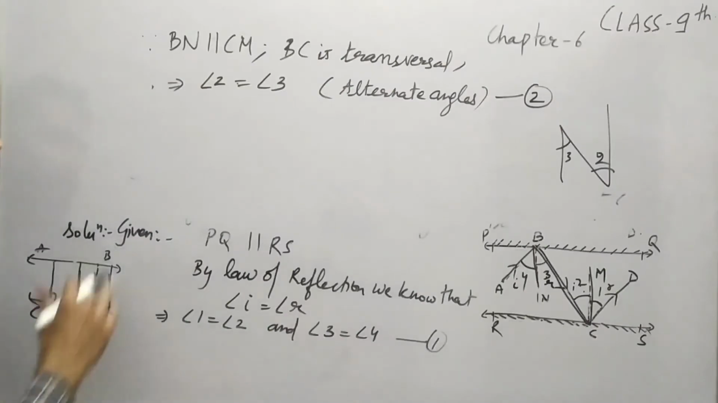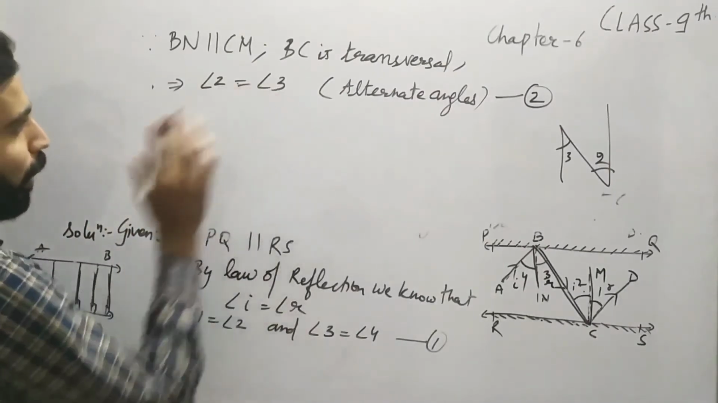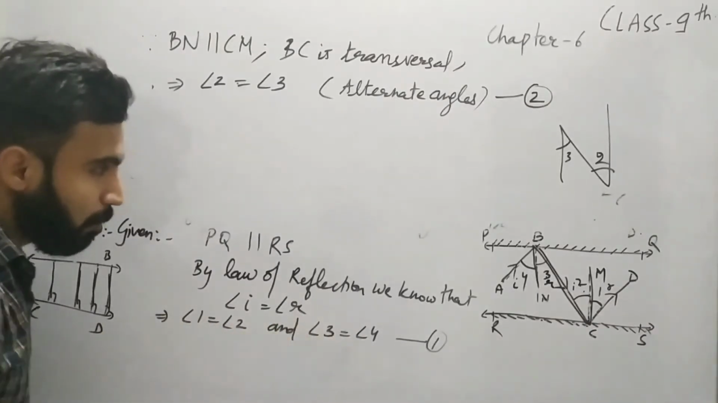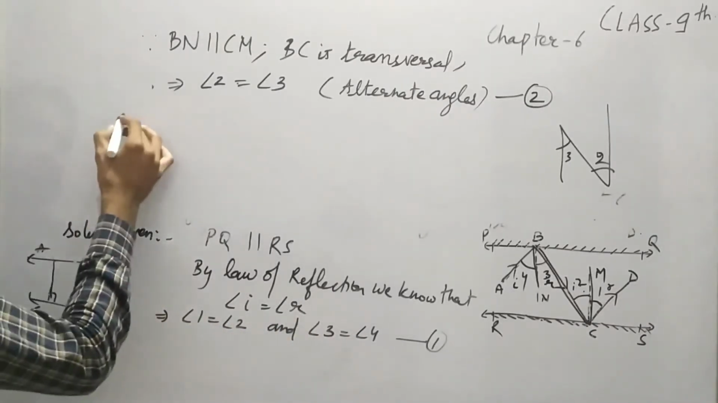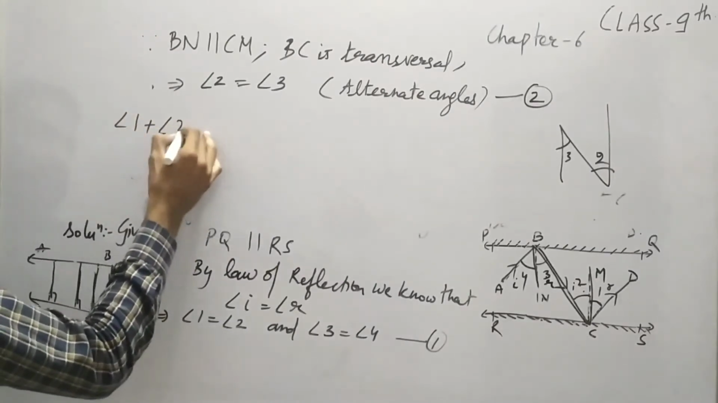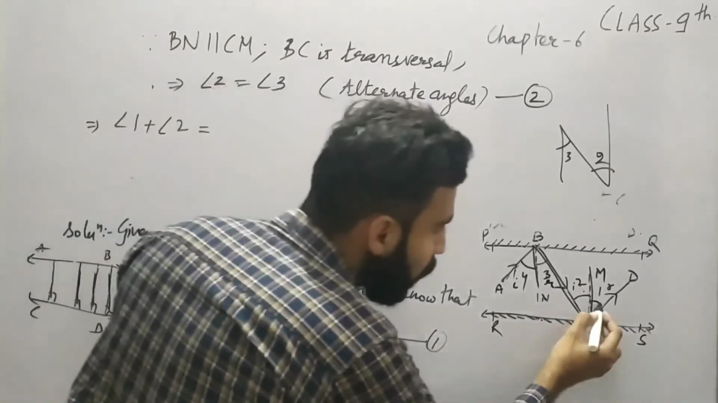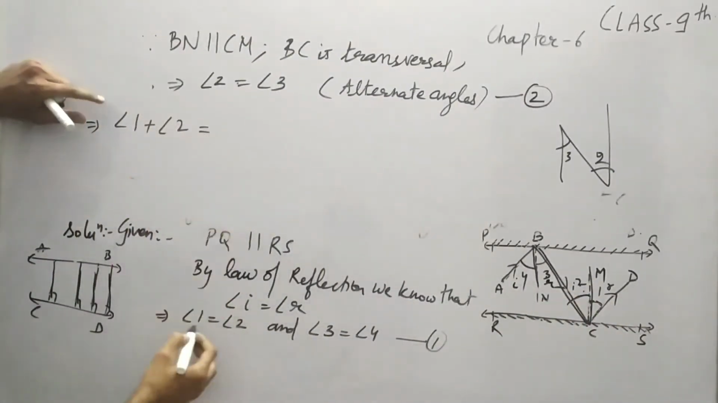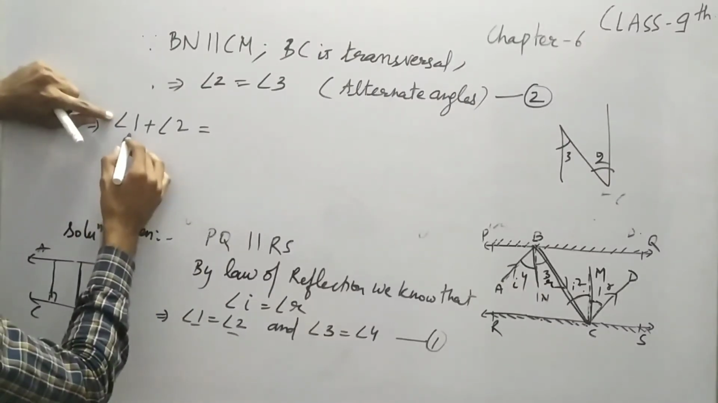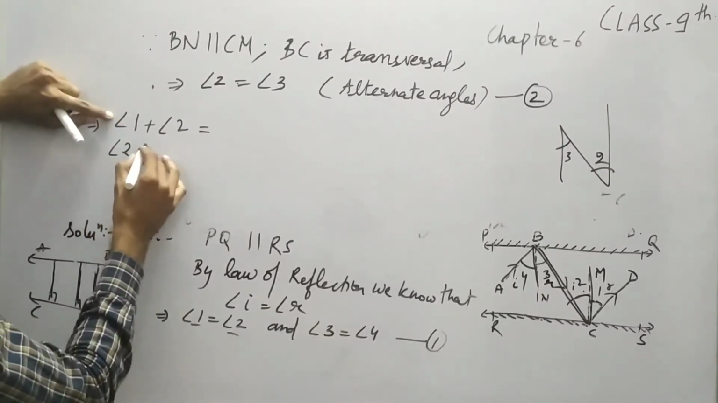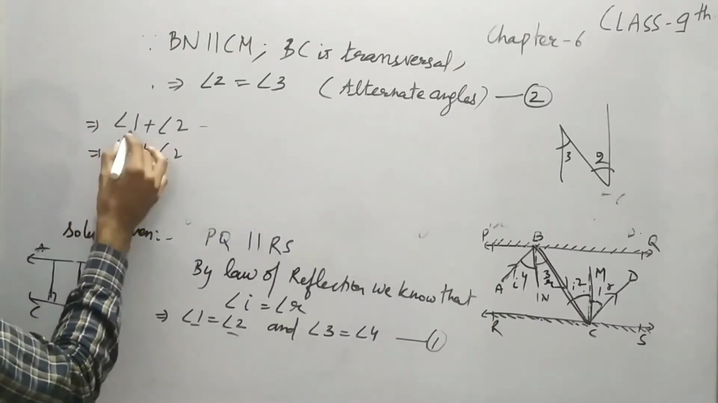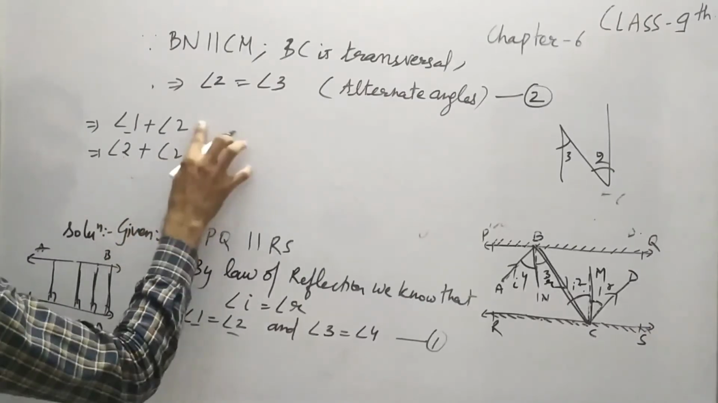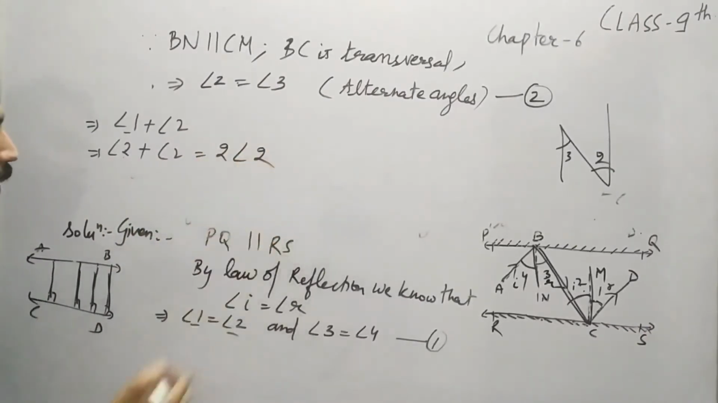So let me just tell you, if angle 2 is equal to angle 3 here, and angle 1 and 2 and 3 and 4 are equal to each other, right? So let me find out angle 1 plus angle 2 here. So what is angle 1 plus 2? Now if you can see here, angle 1 is equal to angle 2. So I can write at the place of angle 1, angle 2, right? So I have just placed angle 2 at the place of angle 1. So angle 2 plus angle 2 is going to be equal to 2 angle 2, right?